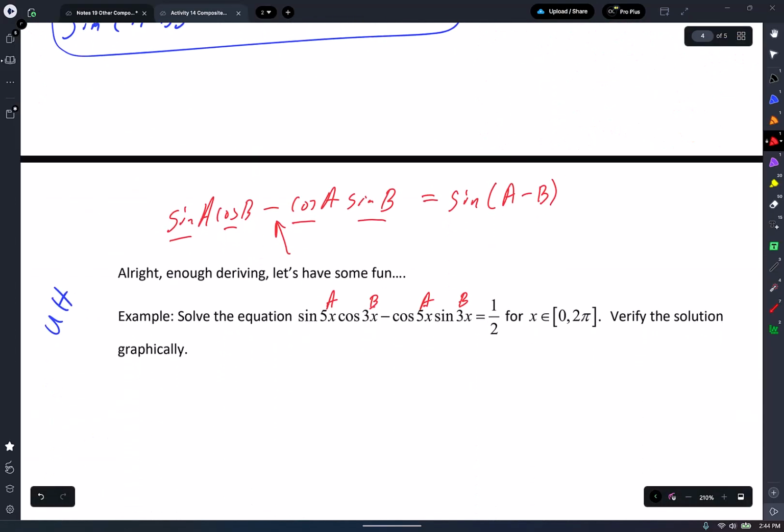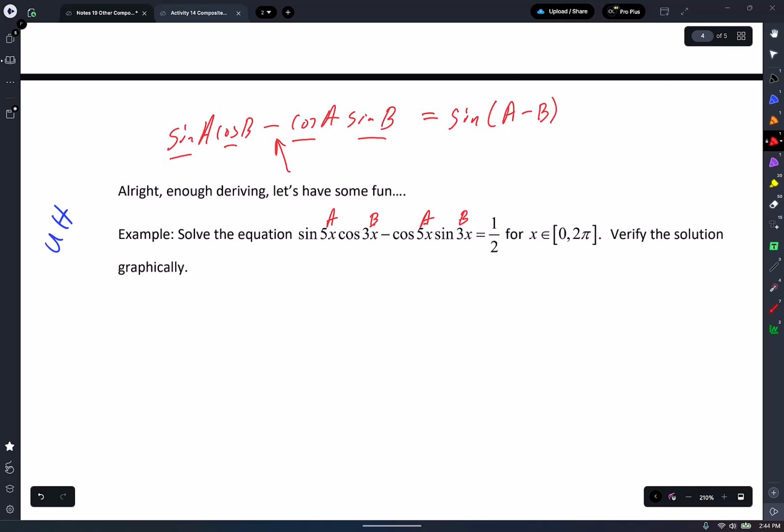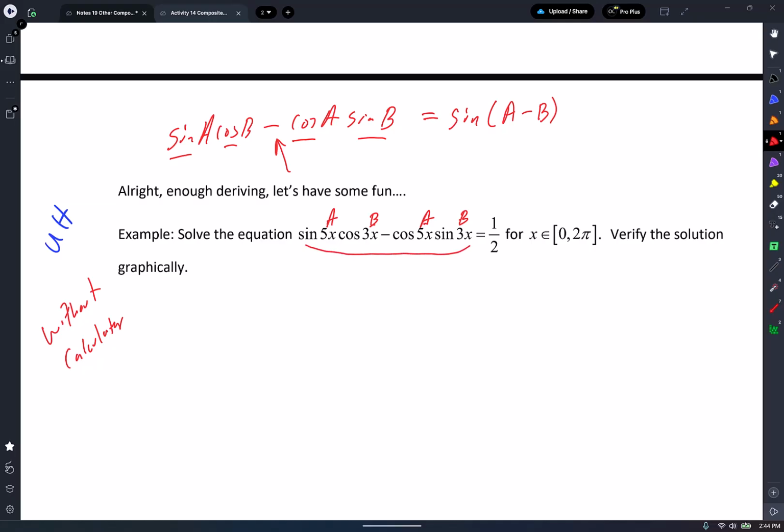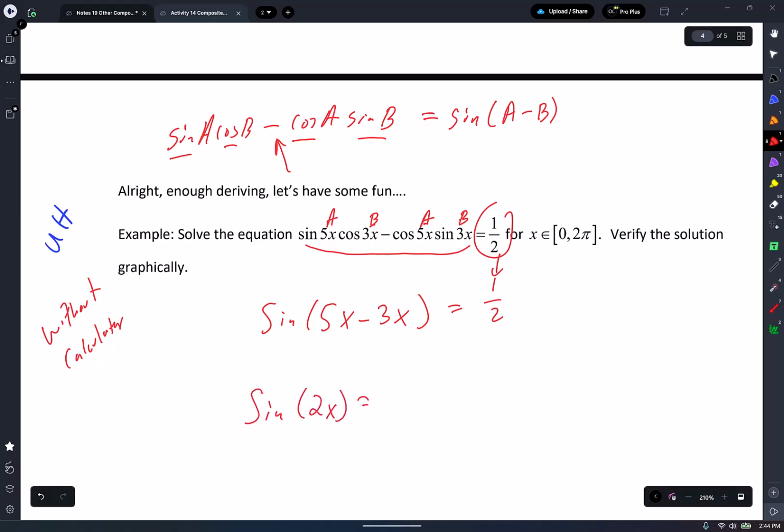So here's how you would do this without a calculator. So put without calculator. So without a calculator, you would recognize that the left-hand side is nothing more than sine of 5x minus 3x, and then that just equals that half. And now, what is 5x minus 3x? So I'm going to write sine 2x equals 1/2.